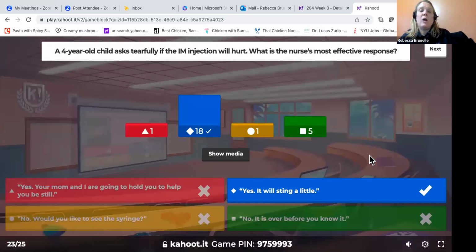Yeah, so it's better to be honest with them. Tell them it's going to hurt a little bit. Don't lie to them. So the best answer is, yeah, it's going to sting a little bit.